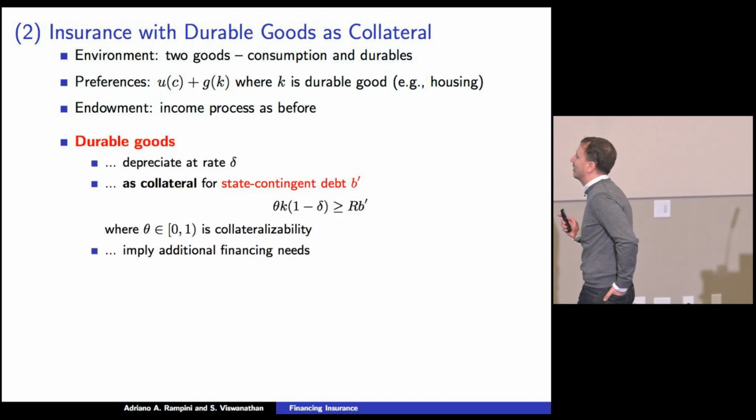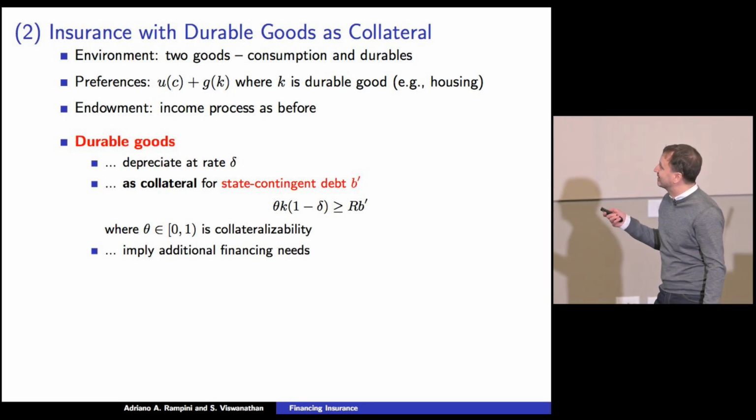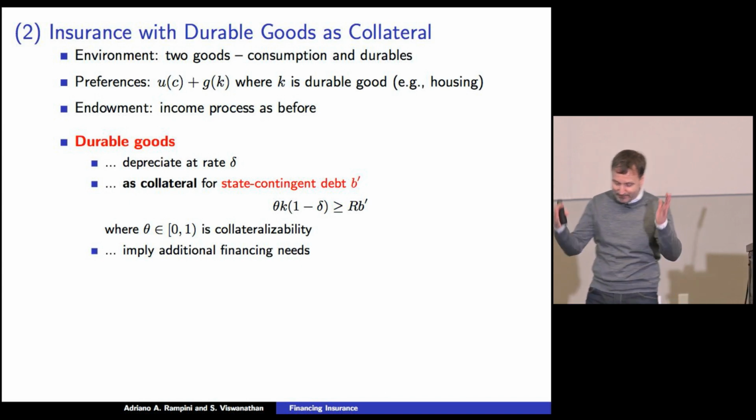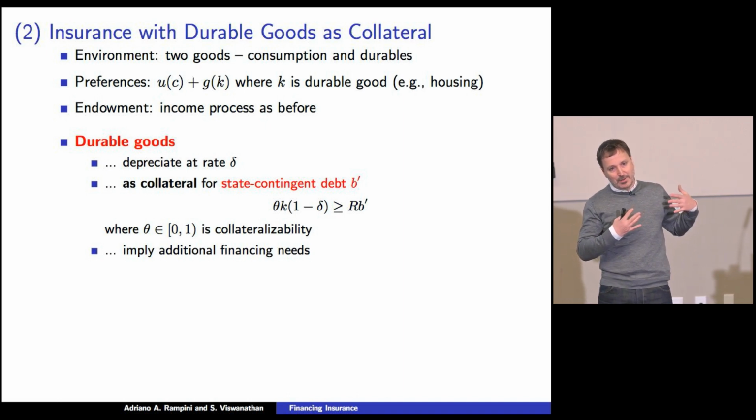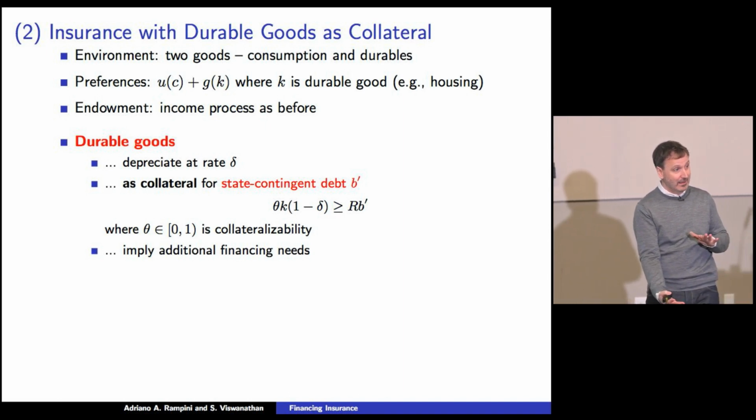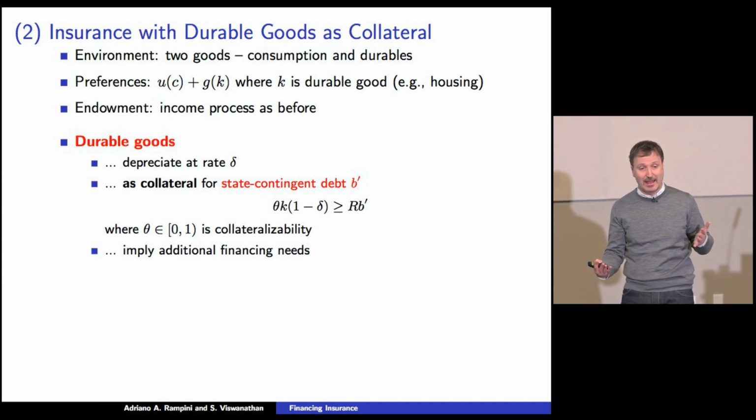I have this Markov chain on income. Durable goods, we're going to assume, depreciate at rate delta. But importantly, they're going to be able to be used as collateral. Specifically, when I default, I keep my income, but I can abscond with a fraction 1 minus theta of the durable good, think housing, and the rest I lose.